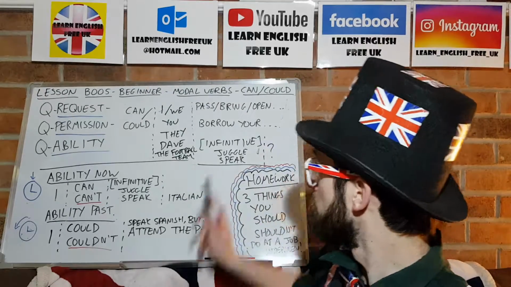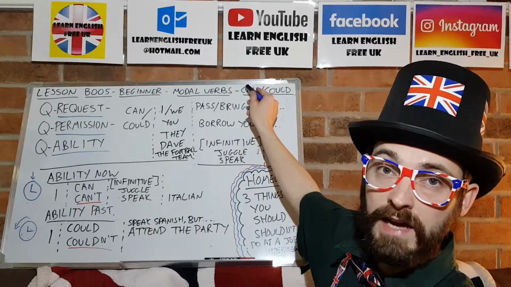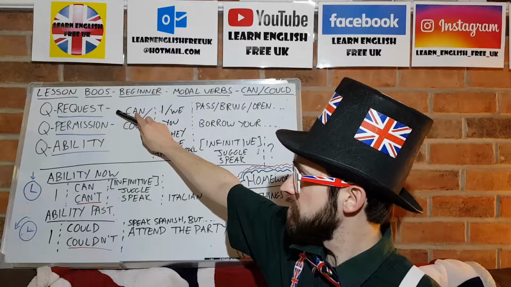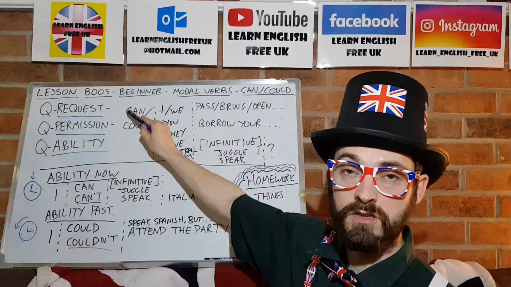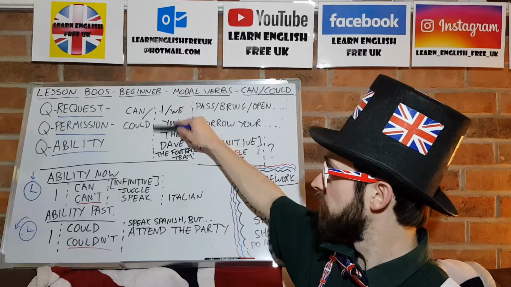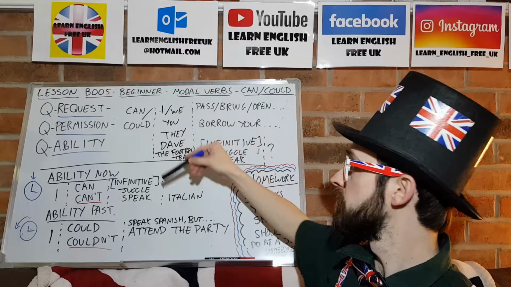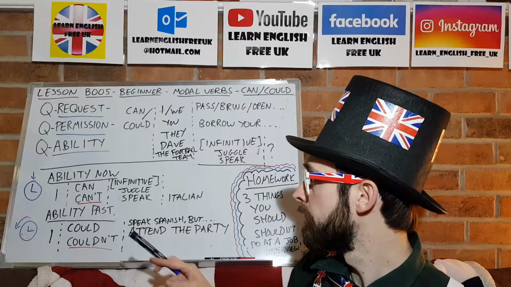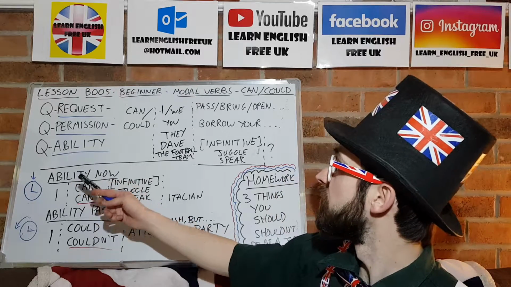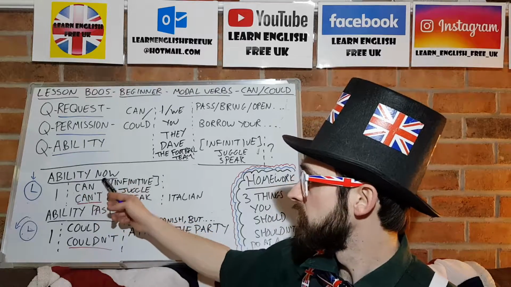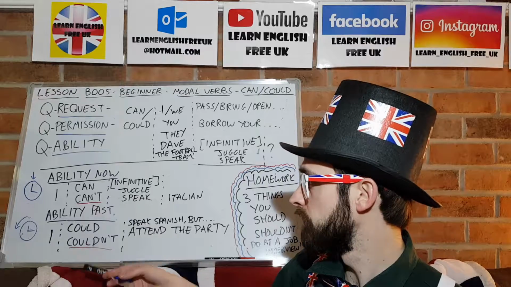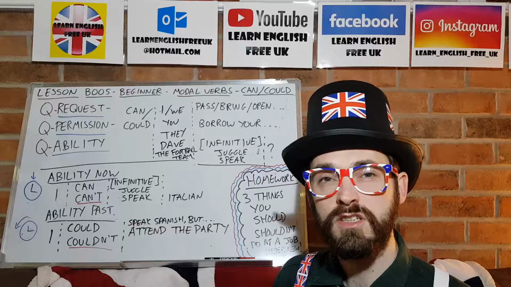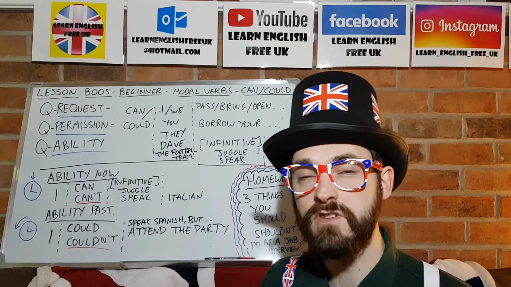So, quick recap. These are modal verbs. Can and could. I've shown you how to use them for questions, requests, permission and ability, and you can use can or could, any of these pronouns or proper nouns. And with these structures here, lots you can do there. And then can and could, things you can do now. I can juggle, I can't speak Italian, and the past, I could or I couldn't. Okay, so I hope that was really clear.